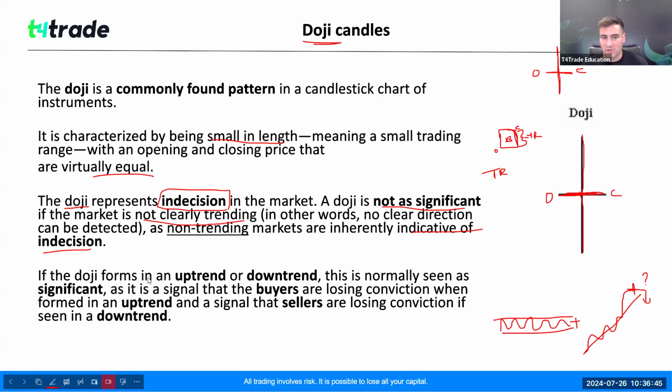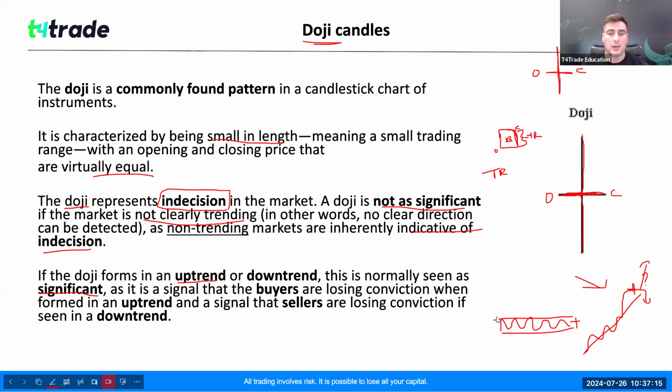However, if the doji forms in an uptrend, much like the example we have here, so again, consecutive higher highs and higher lows, or in a downtrend, the completely opposite, this is normally seen as super significant, not just significant. It is a signal that buyers are losing conviction when it's formed at the uptrend. So they don't expect the price action to go further from here onwards. So if you see that at market tops, you expect to see the reversal.